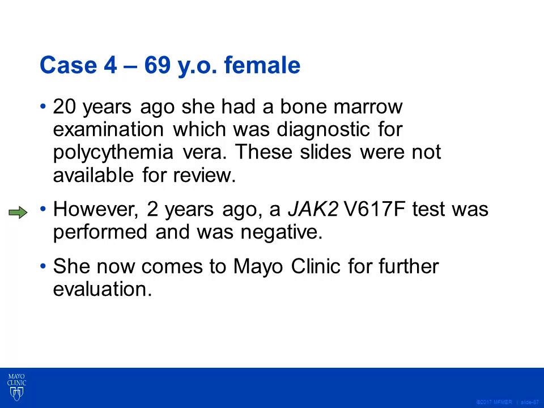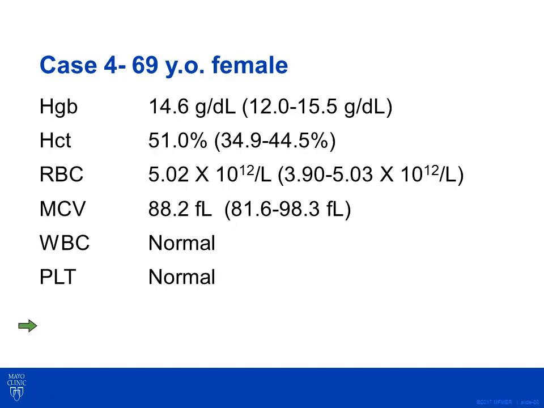20 years ago, she had a bone marrow examination, which was diagnostic for polycythemia vera. Unfortunately, we were not able to review these slides. However, 2 years ago, a JAK2 V617F test was done and was negative, so she now comes to Mayo Clinic for further evaluation. Here is her CBC at the time of this visit. You can see here hemoglobin within normal range, hematocrit a little bit high, platelets and WBC normal.